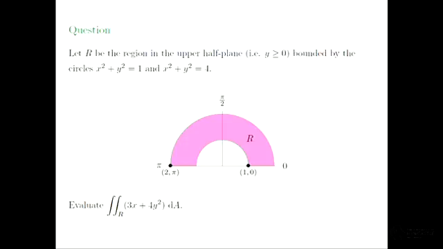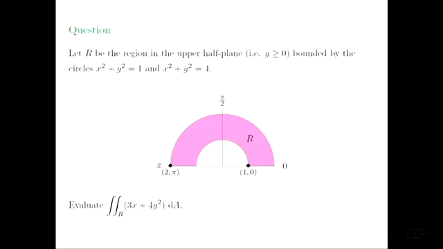Maybe I have another one. Cool. Let R be the region in the upper half plane, as in y is greater than or equal to 0, bounded by two circles, x squared plus y squared equals 1, and x squared plus y squared equals 4. Right, so we have one circle of radius 1 and another of radius 2, and we're cutting the one of radius 2 out with the one of radius 1. And evaluate the Cartesian function 3x plus 4y squared over this region.